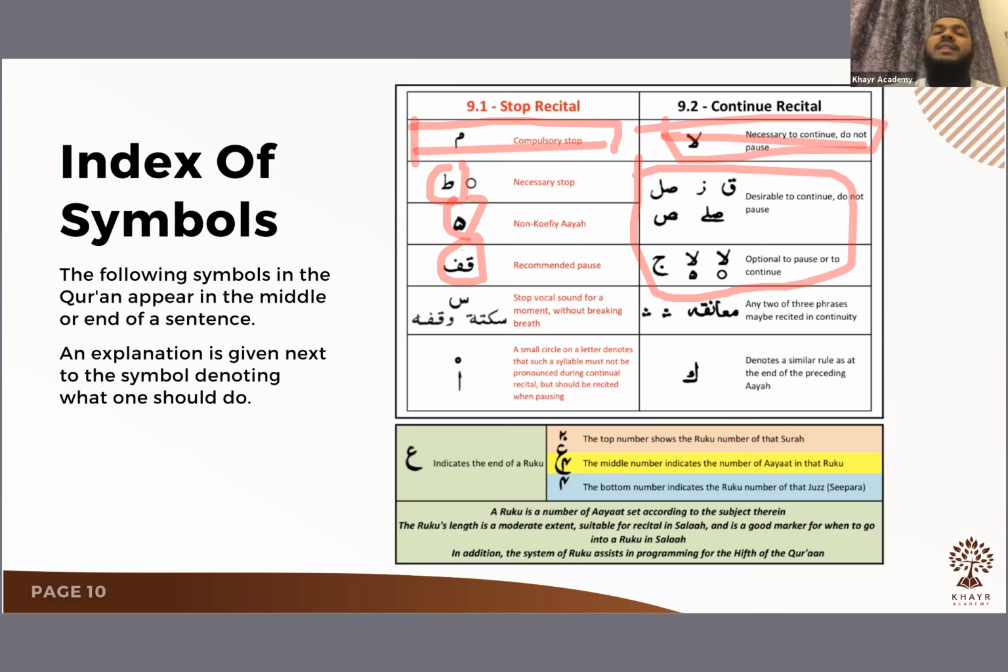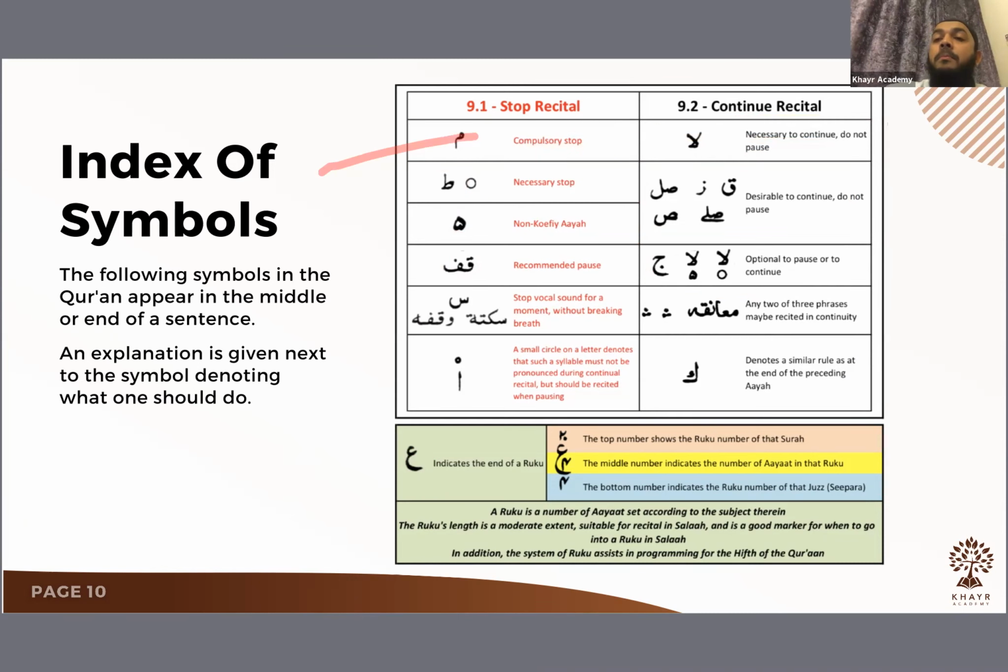Okay, Brother Imran, what does lam mean? If there's a lam alif, what would I do? Do I stop? You don't. Yeah, no, you don't. Remember, in Arabic, la means no. Brother Amin, mim, what do I do? Compulsory stop. Okay, we should stop. And the rest of them is up to you.